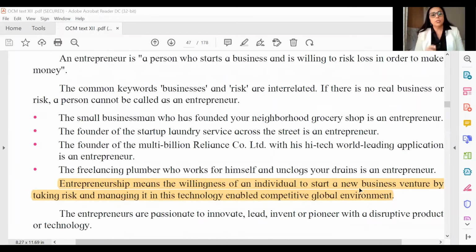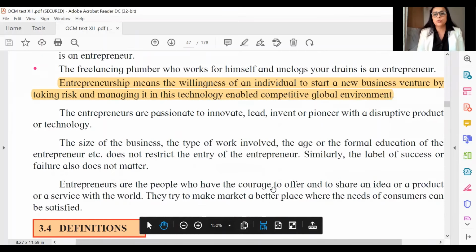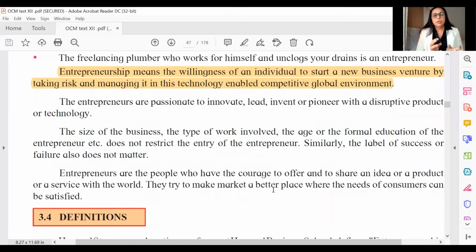We move ahead, and on the same page there's another possible objective. You could have this for answer in 1 sentence or maybe 2 marks of explain term or concept. Here we are talking about entrepreneurship. There are several definitions of entrepreneurship coming in later as well, but in any case, let us just see what we are trying to say here. It means willingness of an individual to start a new business. Entrepreneurship is to start a new business venture. Again, you see the word taking risks is what they are trying to highlight, and managing in this technology-enabled competitive global environment. So starting and managing under the competitive environment is what the objective is about.